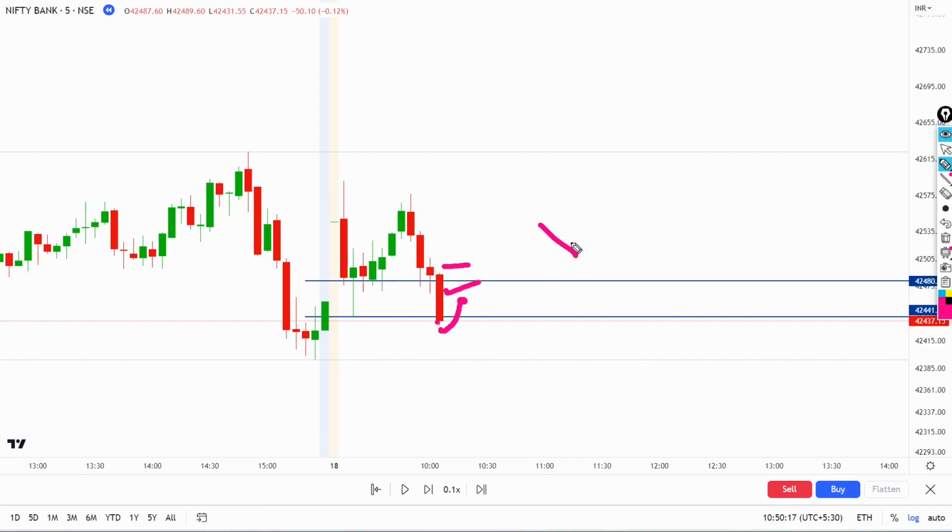In direct entry you won't get the confirmation, but the stop loss will be less. In closing entry you will get the confirmation, but sometimes the stop loss will be bigger. But in reversal entry you will get the stop loss very small, and also there will be some sort of confirmation. So let's play another candle. Let's see how it works.